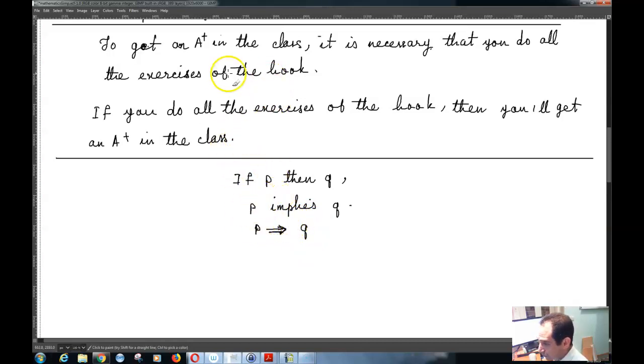So if you bring the same concept over here, the sufficient condition here is that you do all the exercises of the book to get an A in the class. That means that you have to say if you do all the exercises of the book, then you will get an A plus in the class, which is what I have written over here, but they have written the converse of this, or they have written the same thing in the reverse order.